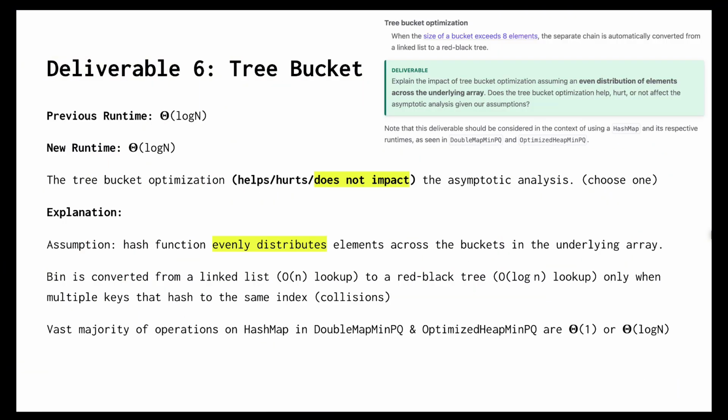For the last question, the tree bucket optimization has no impact on the asymptotic analysis because we assume that the hash map in the reference and optimized HeapMinPQ both have hash functions that evenly distribute the elements across the buckets. In our asymptotic analysis, we didn't consider collisions at all, so we didn't consider a worst case where all the elements are in the same bucket, forming a linked list. So we never have to convert a linked list into a red-black tree. The majority of operations are either constant or theta of log n.